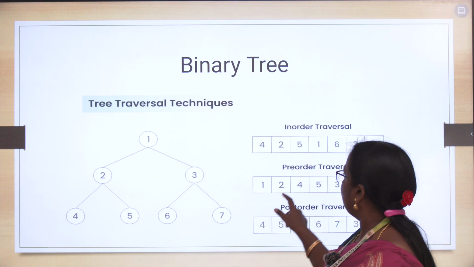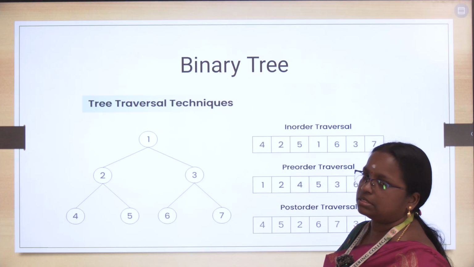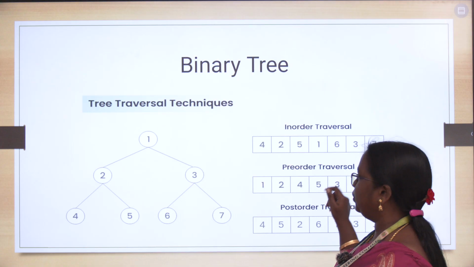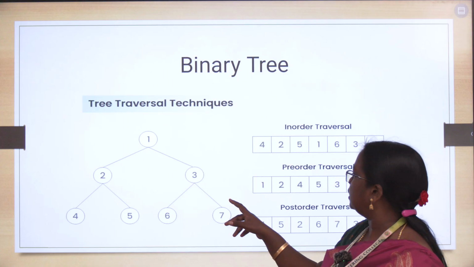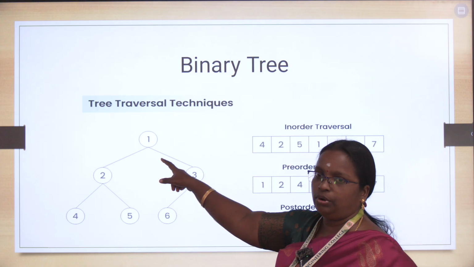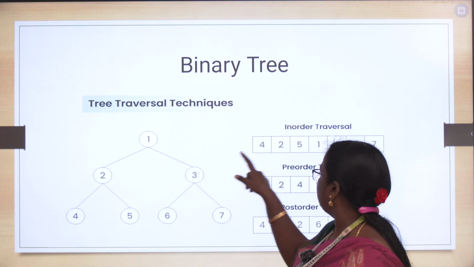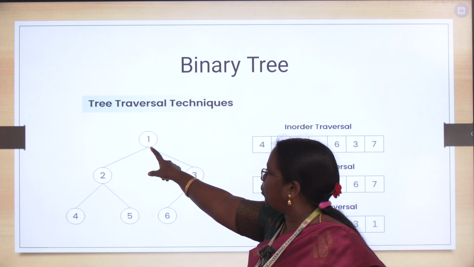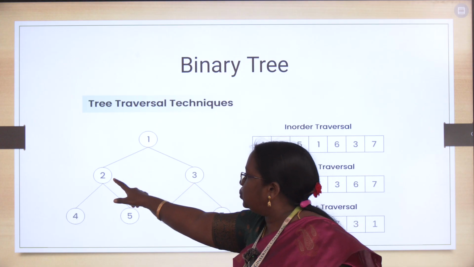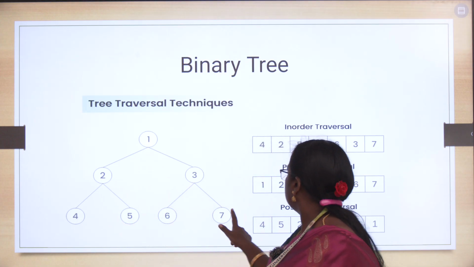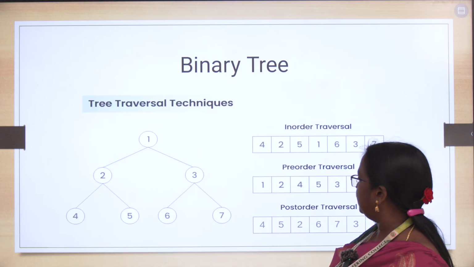Next, the same diagram I am giving for a pre-order traverse. So how to represent your pre-order traverse. In pre-order traverse we have to see the root node, then you have to see the left and you have to go for the right. So I have given as root 1 and 2, 4, 5, 3, 6, 7. So that is the diagram I have given here.